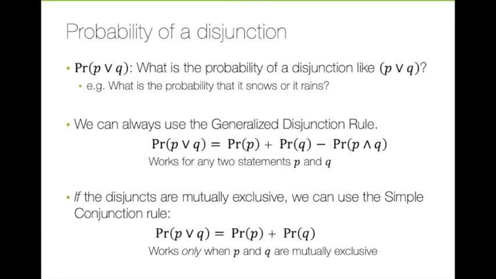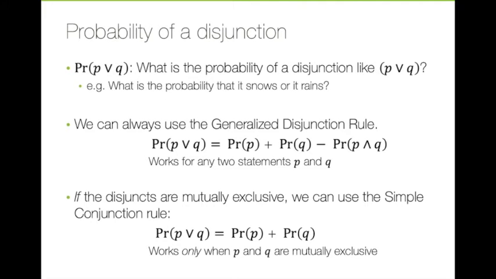What rule we use in solving a probability problem depends on the nature of the sentence we're asking the probability of. So for this, we're going to have to remember some of our concepts from deductive logic. The probability of P or Q asks us what's the probability of a disjunction like P or Q. So an example of when you would use PR, P or Q is for something like, what is the probability that it snows or it rains? We see that "or" tells us we have a disjunction and we're asking for the probability of that disjunction.